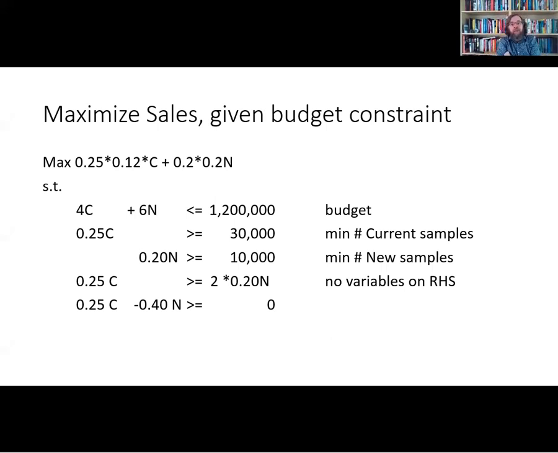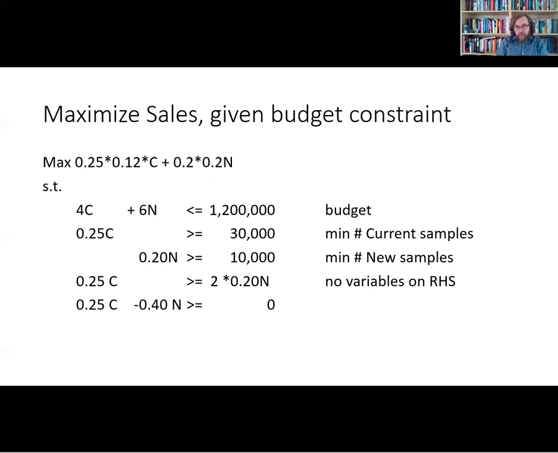Now the constraints, we have $1.2 million to spend, and each current customer costs $4 to reach out to. Each new customer costs $6 to reach out to. And so you take the number of current times $4 plus the number of new times 6, that has to be less than or equal to 1.2 million. I think that's the easiest of the constraints to get your brain around.